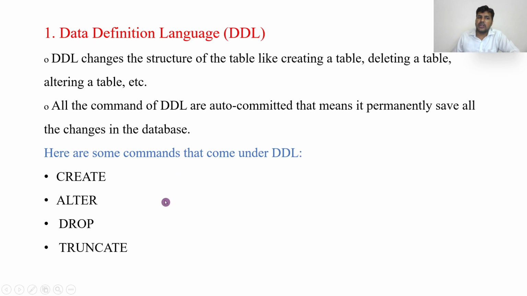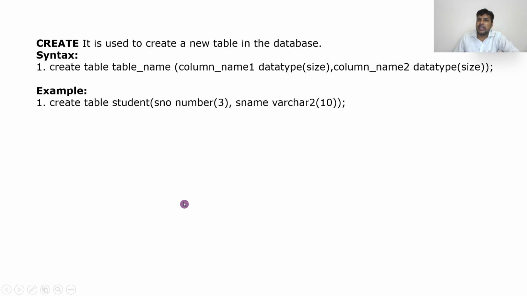Let us see what the different types of DDL commands are. SQL commands are divided into 4: DDL, DML, DCL and TCL. Now the DDL commands are divided into create, alter, drop and truncate. Let us go one by one. First, the create command. It is used to create a new table. For example, if you want to create a new table, then we use the create command.